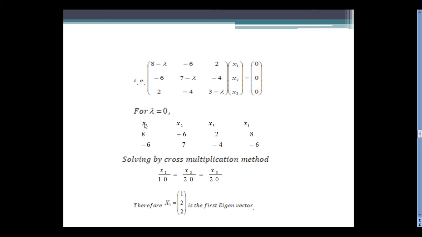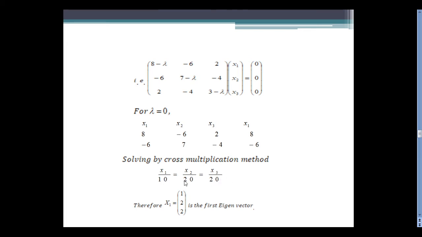For x1 we have to take these two values. Minus 6 into minus 4 we get 24, minus 14. 24 minus 14 we are getting 10. Then for x2 we have to take these two equations. 2 into minus 6 minus 12, and here plus 32. Minus 12 plus 32 we are getting 20, which is equal to, for x3 we have to take x1 and x2. 8 into 7 is 56, minus 36 we get 20.